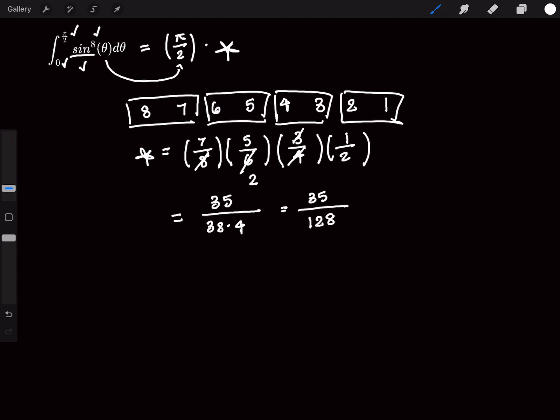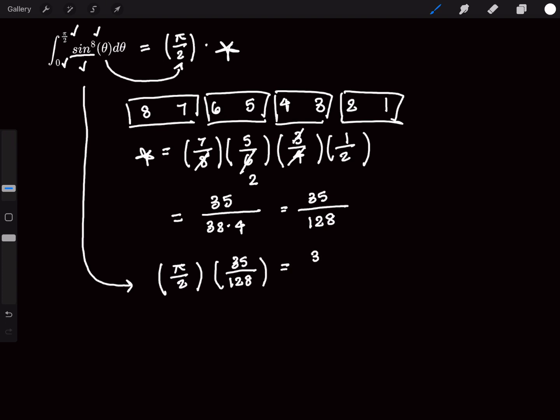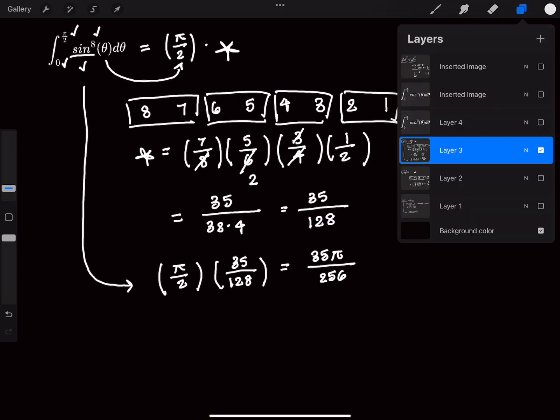Okay, now we mustn't forget about the pi over 2 portion, so this entire thing is going to be equal to pi over 2 times 35 over 128. So we get 35 pi over 256. And that's our final answer. Okay, let's do one final practice question. So we have sine raised to the power of 9.